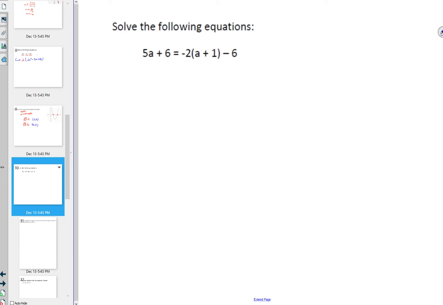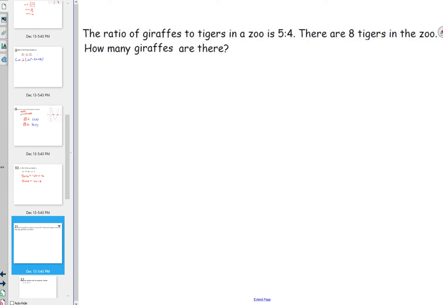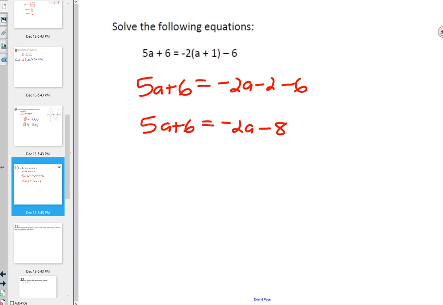Solve the following equation. Okay, this one should be pretty simple. First step, distributive property: negative 2a minus 2 minus 6. Then we combine like terms. What would be the best way to put all the variables on the same side? Okay, I would add 2a to both sides, and then to balance that off, minus 6. So now all the variables are on the left and all the constants are on the right.